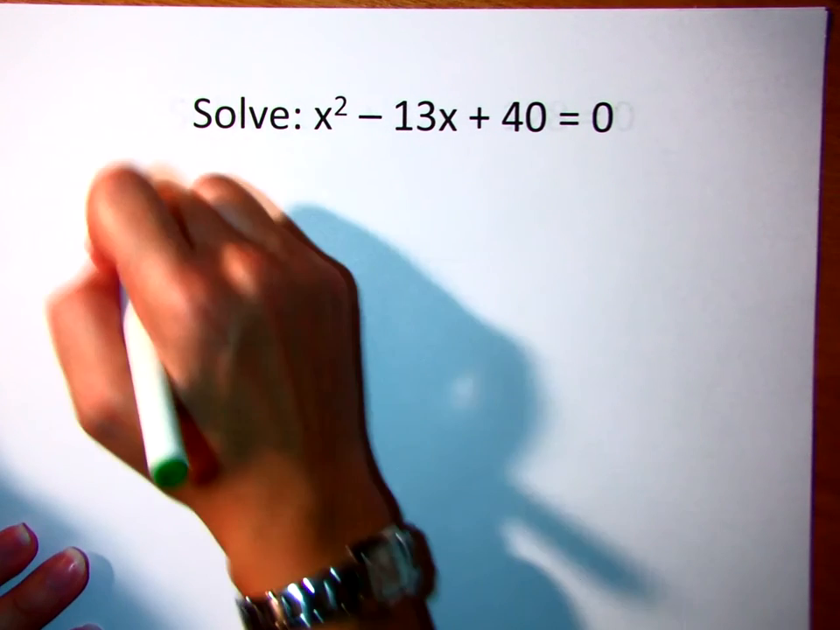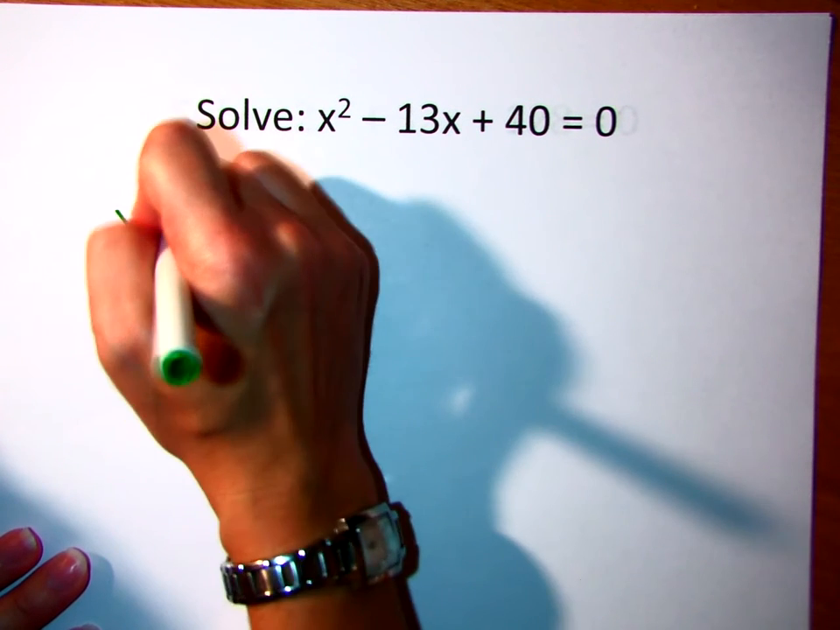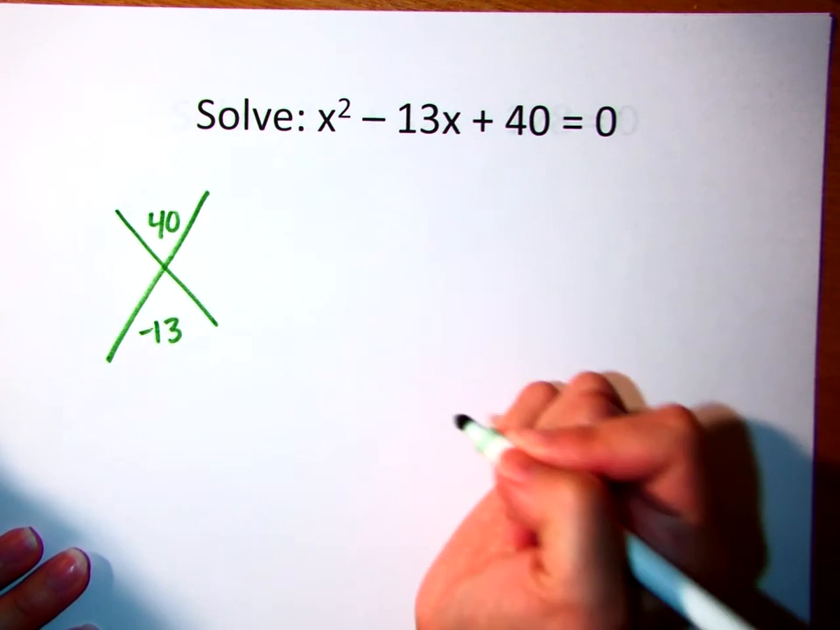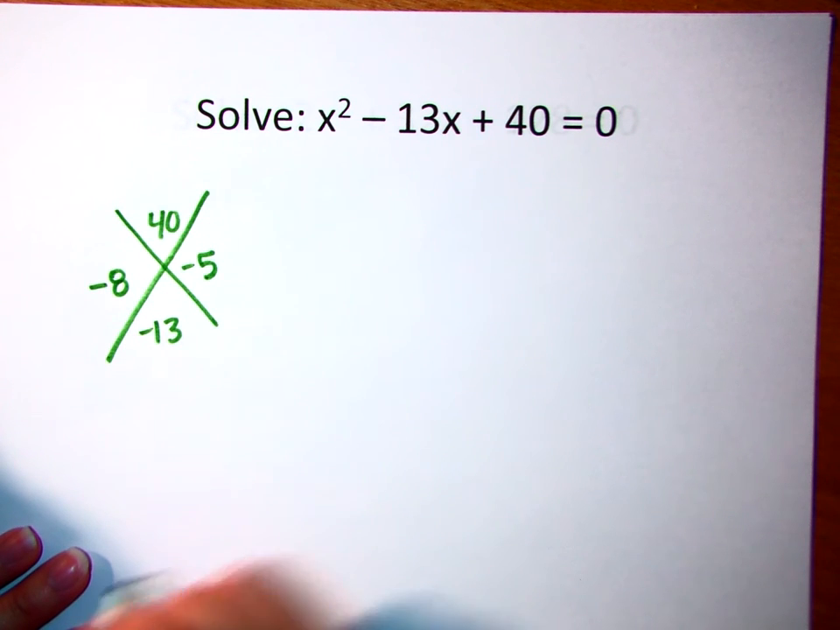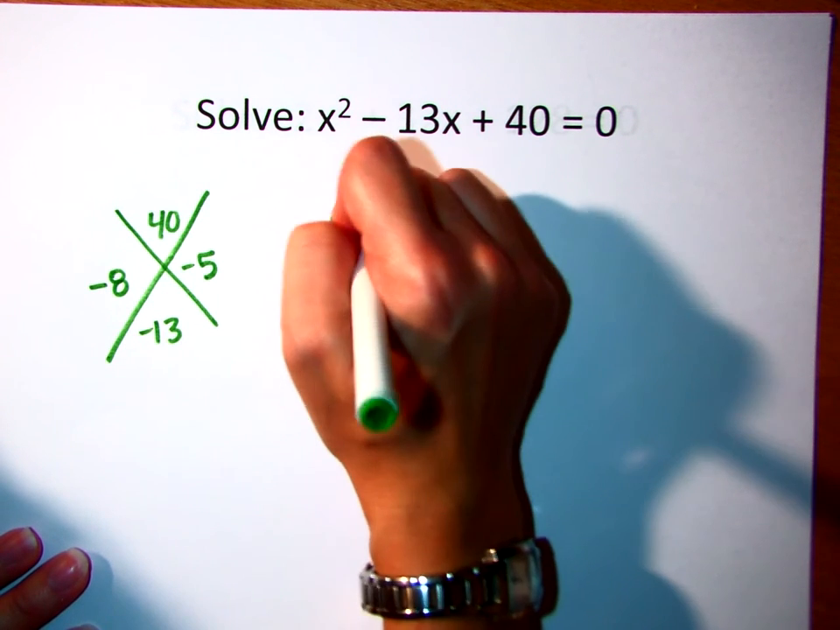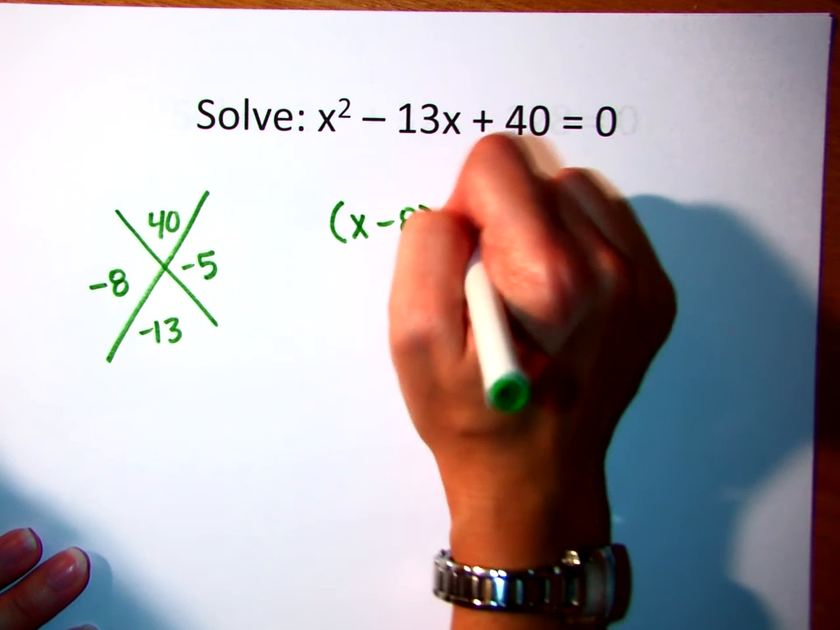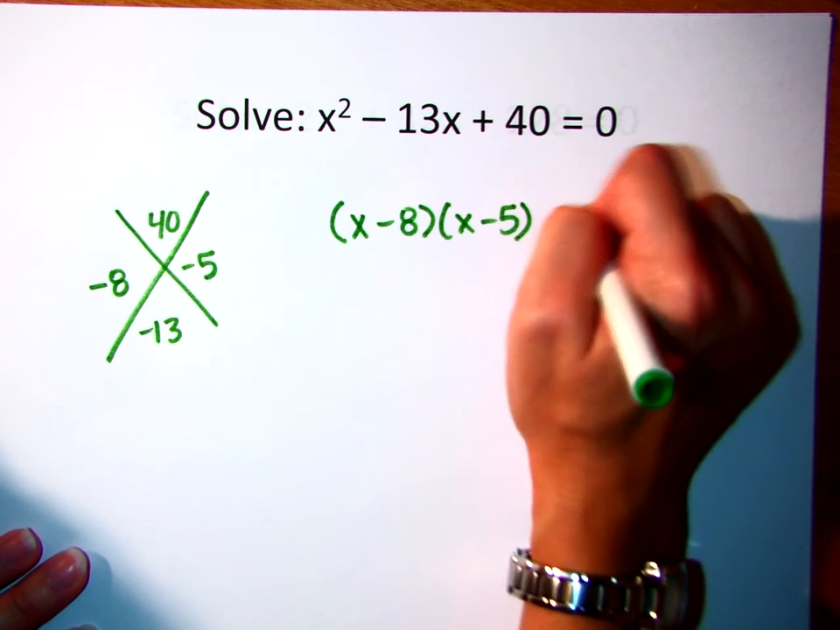And this one, same thing, get your factor x ready. 40 on top, negative 13 on the bottom. If we did negative 8 times negative 5, we would have our two numbers. So we're going to have x minus 8 times x minus 5 equals 0.